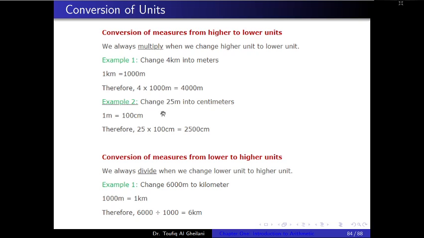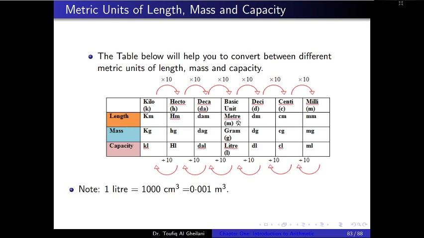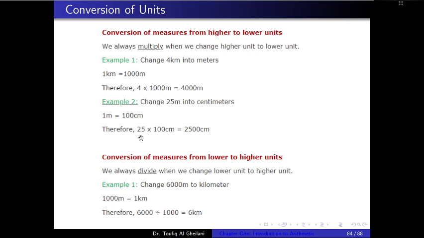Here, change 25 meters into centimeters. Also here it is from higher to lower. We know 1 meter equals 100 centimeters, 10 times 10 is 100. So to change 25 meters to centimeters, we multiply by 100. That gives us 2500 centimeters.